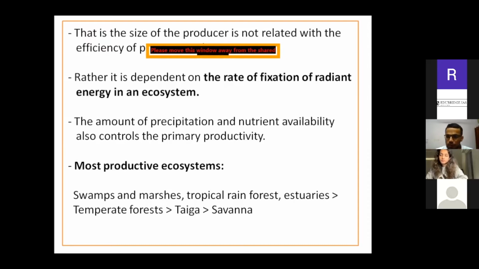Fine. So though these names are not familiar with you, I know we have not discussed about biomes, but just to give you information about the most productive ecosystem, I'm just mentioning these names. We will discuss in detail about these biomes or these ecosystems in our next lectures. Fine. So don't worry, though these names are not familiar with you, you should not worry. We will discuss these names in our subsequent lectures. Fine. So these are the most productive ecosystems.